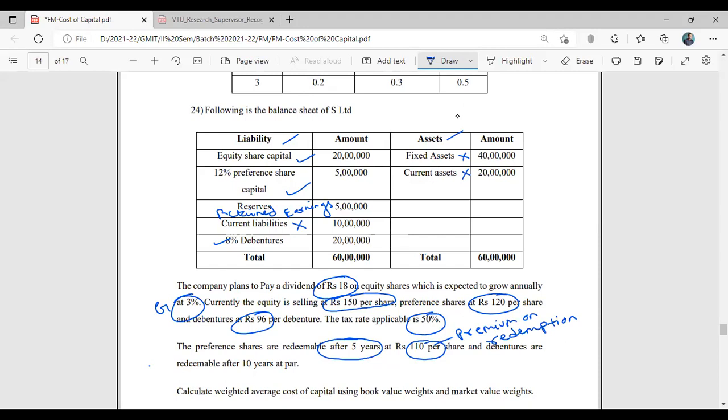Debentures are also redeemable after 10 years. Now they are asking us to calculate, look at this point very carefully, the weighted average cost of capital using both book value and market value. Yes, I will be taking you to the board and then we will see how we deal with this particular question. The most wanted question. It was also discussed in the group chat. So, question number 24 solution.